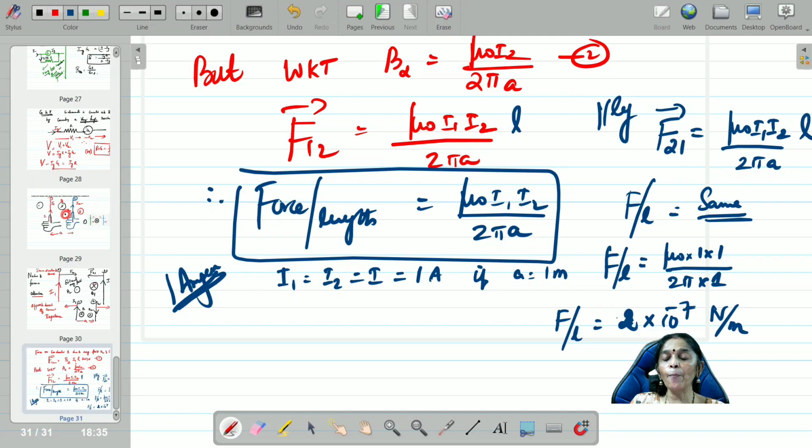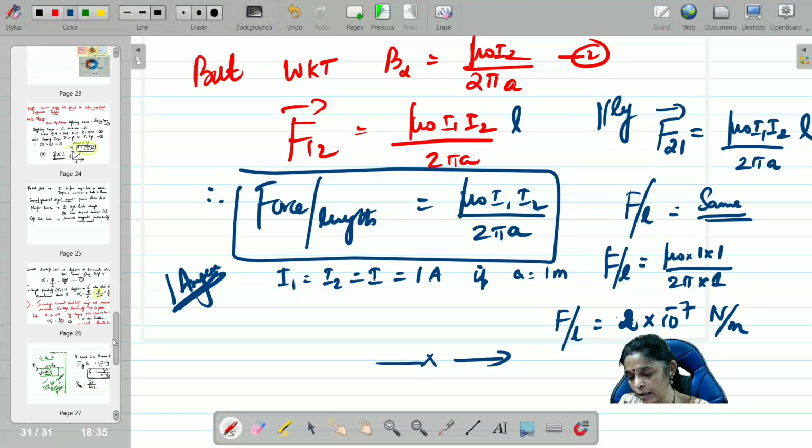So you can define 1 amp of current: force experienced by two long thin parallel conductors placed in air, separated by distance, how much? 1 meter, exert a force on each other of 2 into 10 power minus 7 Newton per meter. Hope you understand, children. Remaining we'll see in the next class.